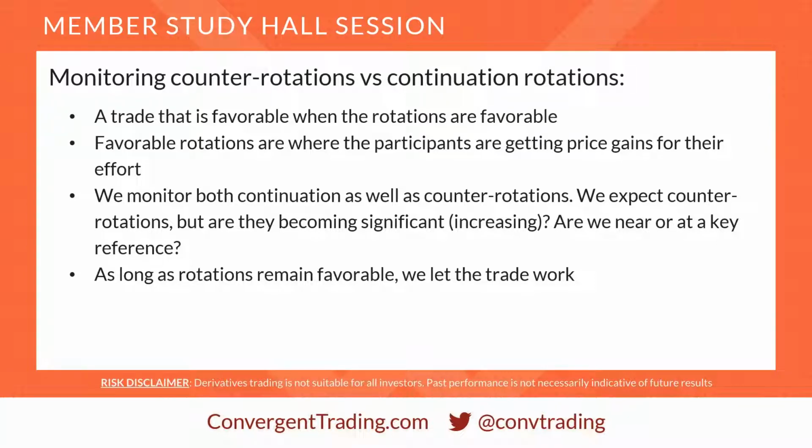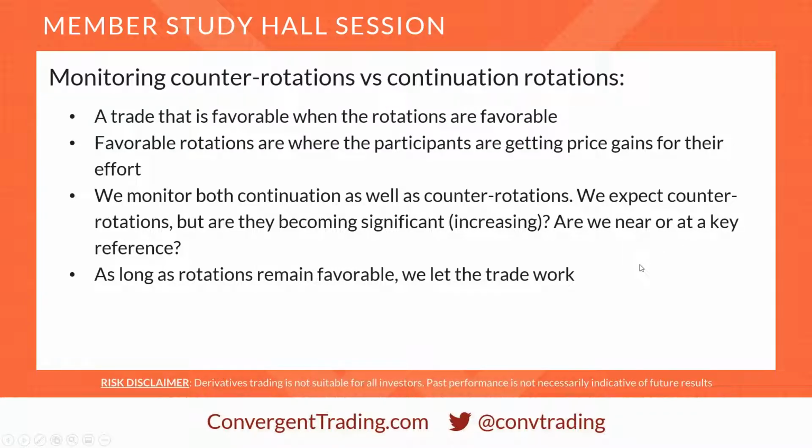It's not advisable because you would probably increase your costs dramatically, and you have to be very prepared to use order flow to do that. But the rotations are really important. Are we near or at any key reference points? How is it responding to a key reference point?